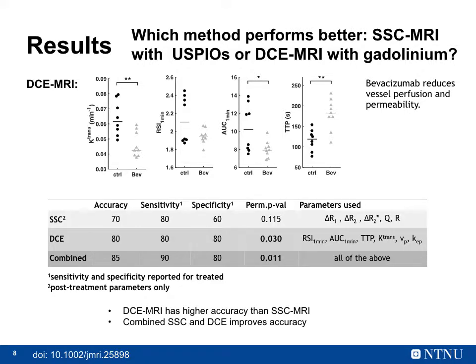We then performed partial least squares discriminant analysis, or PLSDA, to test if DCE or SSC MRI better distinguished the treated from control tumors. It turned out that the sensitivity was the same for both, but that the specificity was higher for DCE MRI. The highest accuracy was achieved when the parameters from both methods were combined.